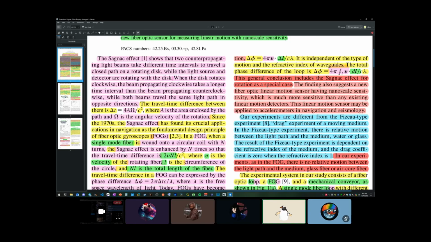Go ahead, you can continue. The general conclusion includes the Sagnac effect for rotation as a special case. Toby, what are your thoughts on that phraseology, dude?